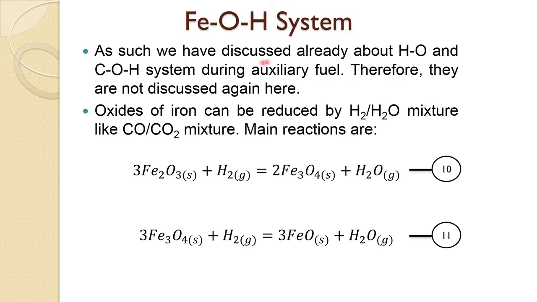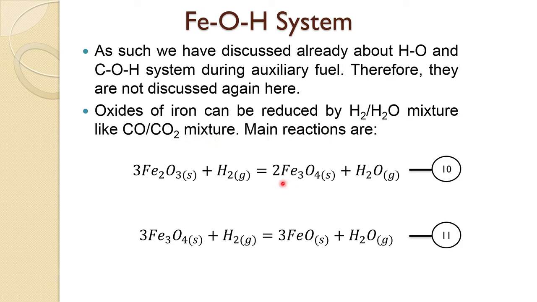So, iron oxygen hydrogen is also an important system, and how the hydrogen reduces these oxides we will discuss in this. So, as such, hydrogen and oxygen we had discussed before during the fuel injection lecture under auxiliary fuel, so we are not discussing this here. Oxides of iron can be reduced by hydrogen and water mixture, like CO and CO2 mixture, in the same way.